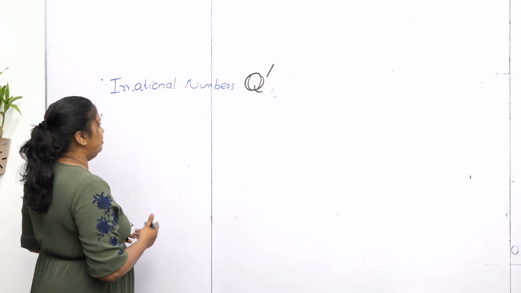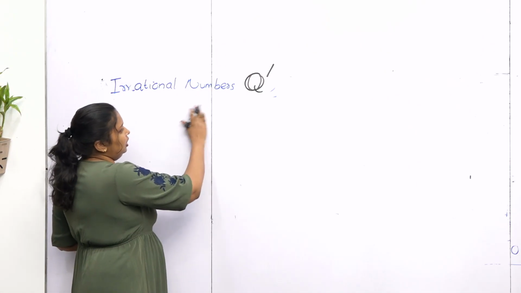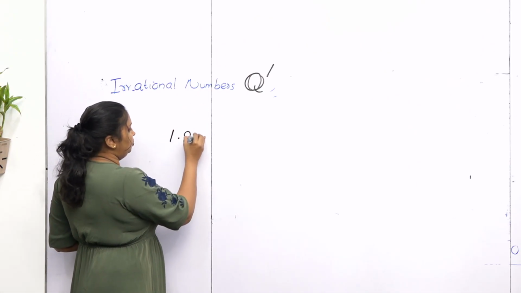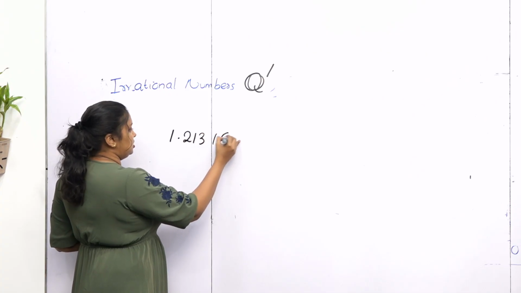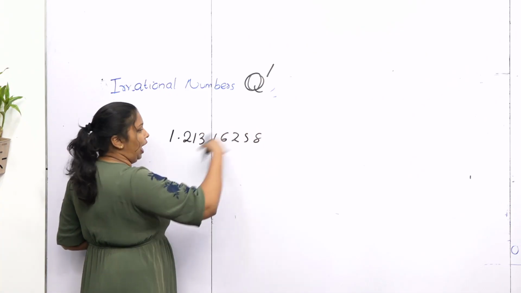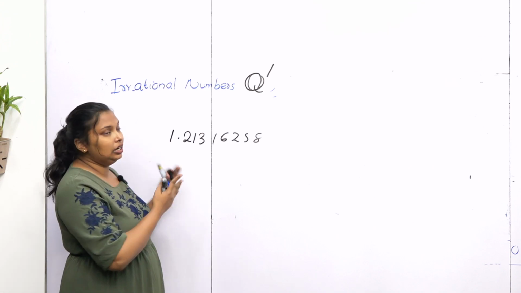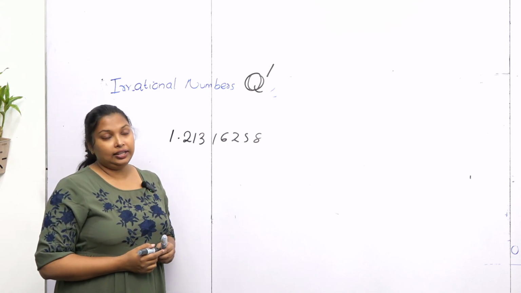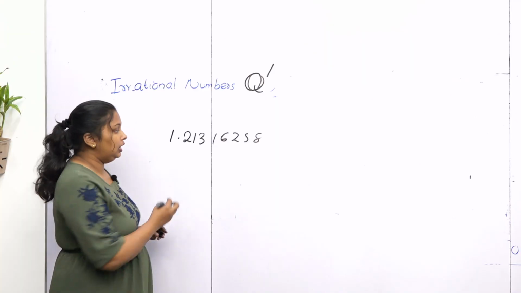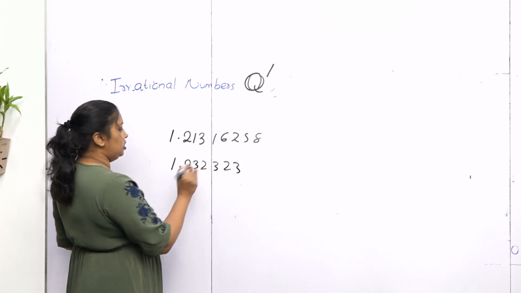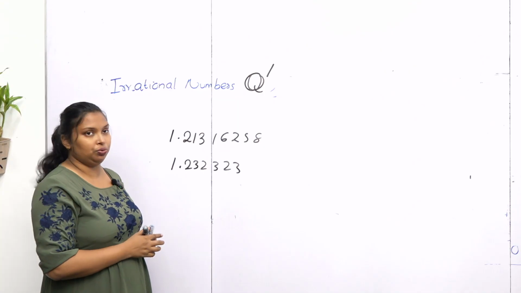For example, these non-recurring decimals, such as 1.2131625. You don't have any pattern. Not recurring. So these kinds of numbers we can't write as a fraction. For example, a recurring decimal like 1.232323 we can write as a fraction. I will show you.